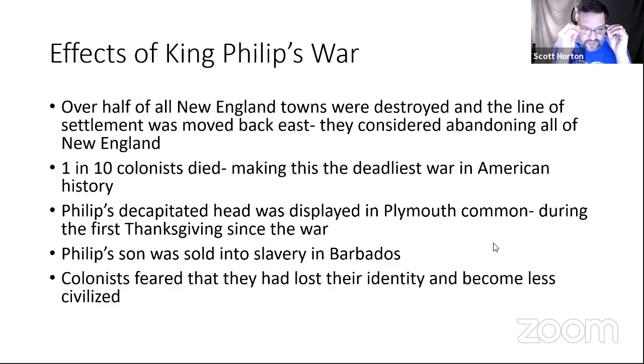Eventually, Philip is decapitated. The collection of tribes that was working with Philip begins to break apart. They capture Philip and they cut his head off and they display it in the central area of Plymouth, probably to remind Native Americans about what their fate is if they resist the Europeans. And Philip's son was sold into slavery. So again, a very vicious war between the English colonists here in New England and Native American peoples.